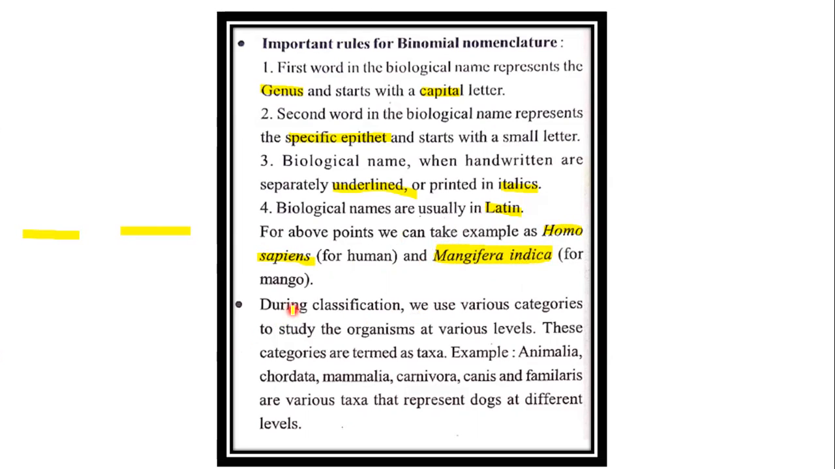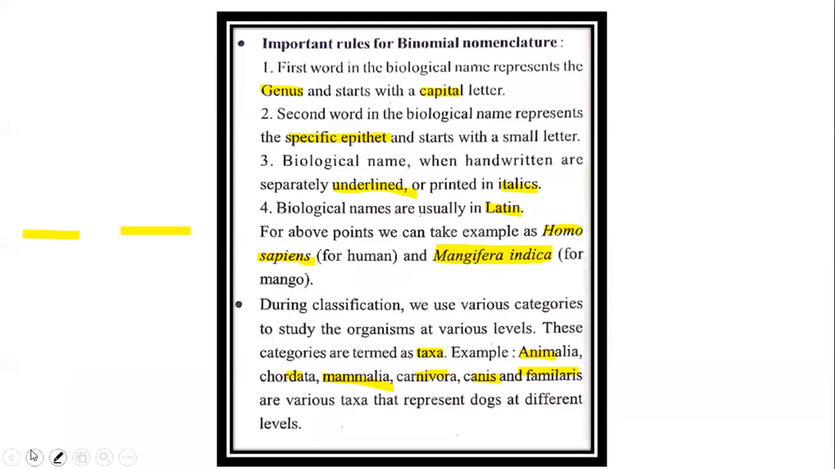Next point. During classification, we use various categories to study organisms at various levels. Each individual unit of these categories is known as a taxon, and these categories are known as taxonomical categories. For example, Animalia, Chordata, Mammalia, Carnivora, Canis, and familiaris are various taxa that represent dogs at different levels.